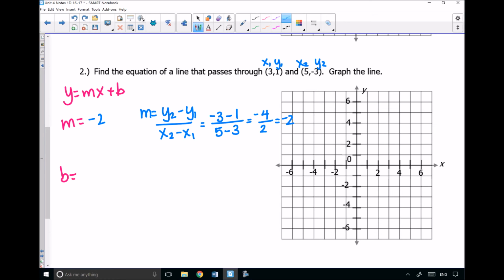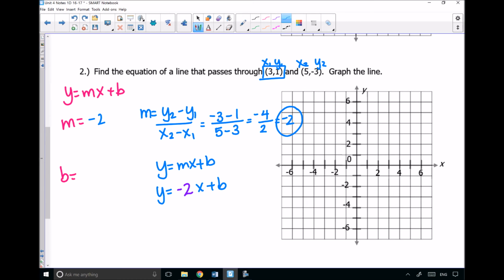When I graph my line out, I need to make sure that my line is going down from left to right. Okay, so now to find my b value, I'm going to use y equals mx plus b. Okay, and we know that our m is -2. So every time I see an m, I'm going to replace it with a -2. So I'm going to say y equals -2x plus b. And then I can choose any coordinate I want and plug it in.